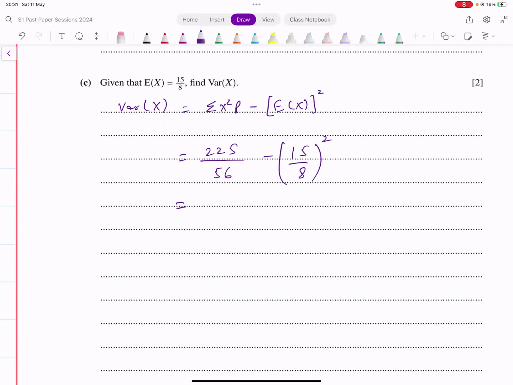You can see what that is. Okay, this is giving me 225 over 448. You can write this in decimals as well. In decimal, it turns out to be 0.5022, which is 3 significant figures, and that's your final answer. That's what we wanted.